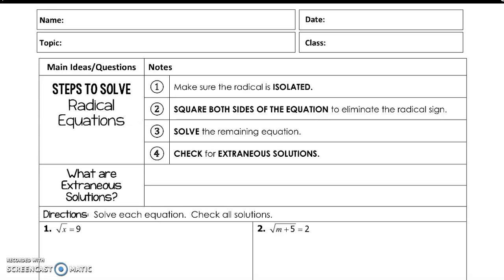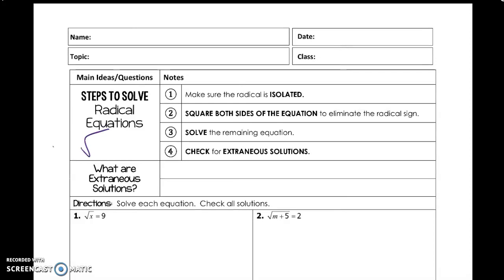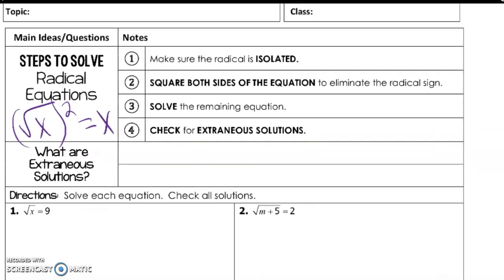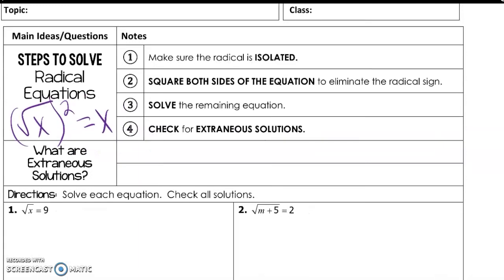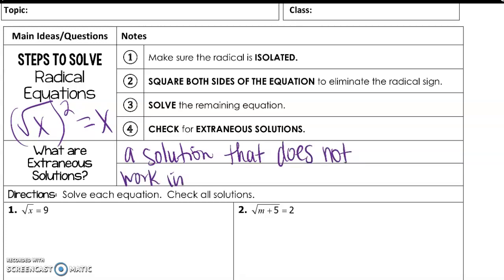The reason is that if you have a square root squared, remember that just means they cancel each other out and you are left with what's inside. Then you're going to just solve the equation like you know how, and then check for extraneous solutions. An extraneous solution means a solution that does not work in the original problem. So that means you should always check your answers to make sure they work.